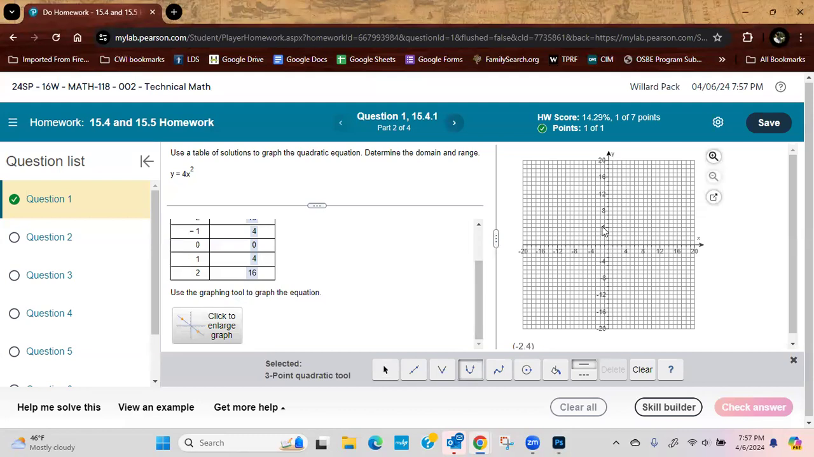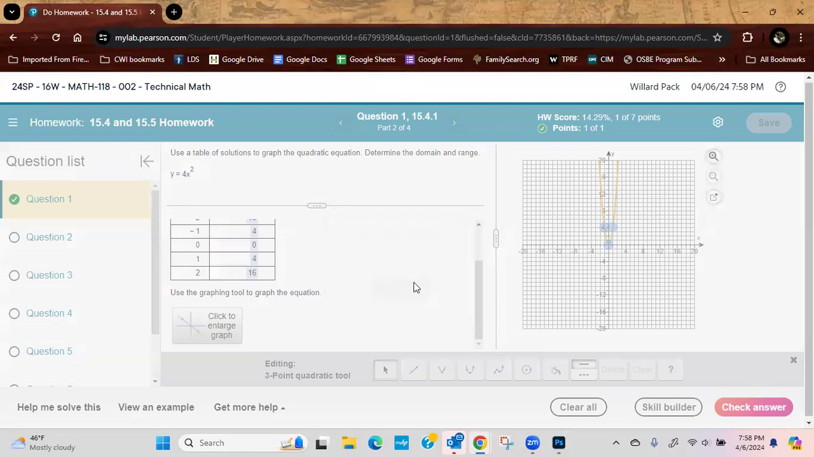So I'm going to come over here to negative 1, 4. And notice down here in the corner, it tells me what the ordered pair is where my cursor is. So I can go until I see exactly what I expect, that negative 1, 4, and I click once. And then we had the point 0, 0. So I'm going to come down to 0, 0 and click that. And then when I go over to 1, 4, which was another point we had, and click that, it will finalize the quadratic graph. And then I can check my answer and we're right.